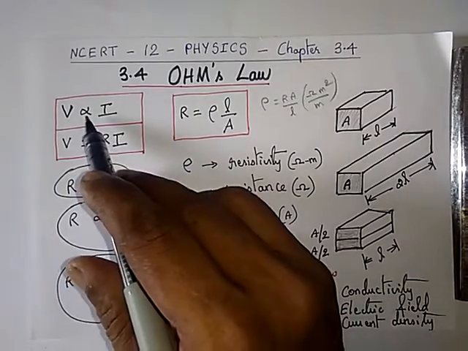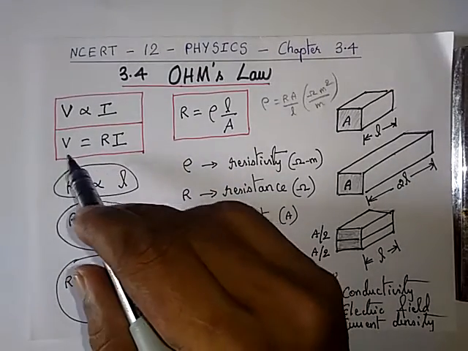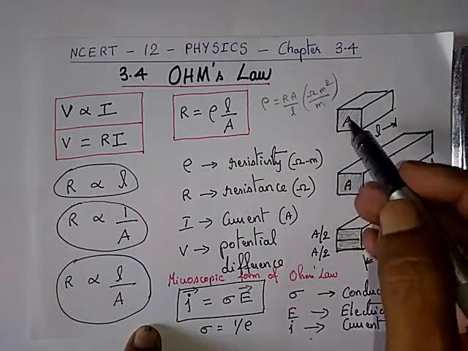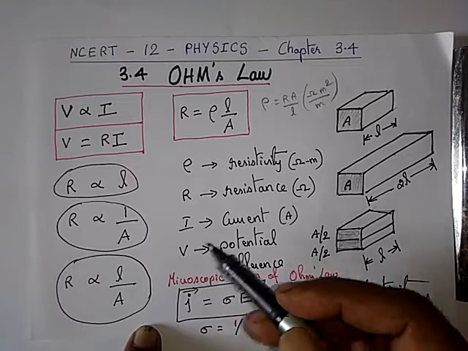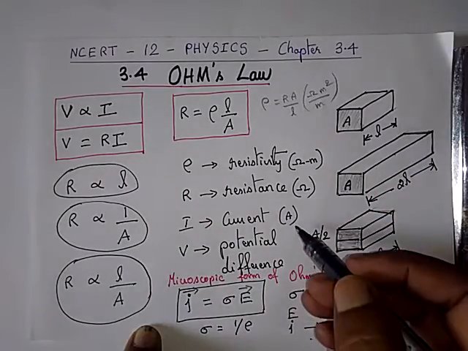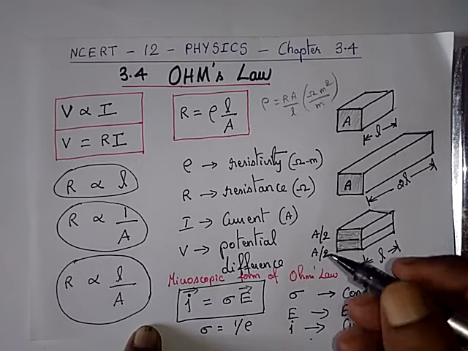To remove this proportionality, we introduce a constant. So V is equal to R into I, where R is called the resistance of that material or conductor. The unit of resistance is ohm, current is ampere, and potential difference V is in volts.